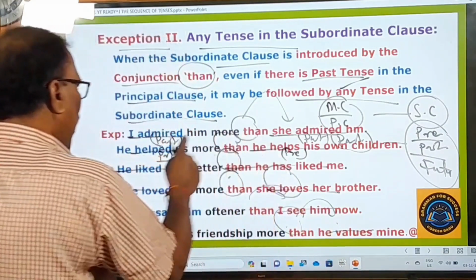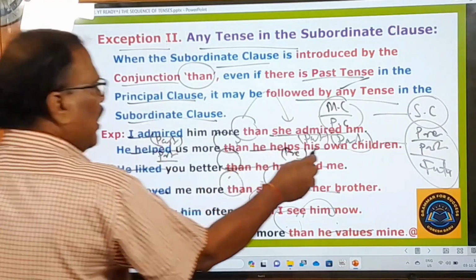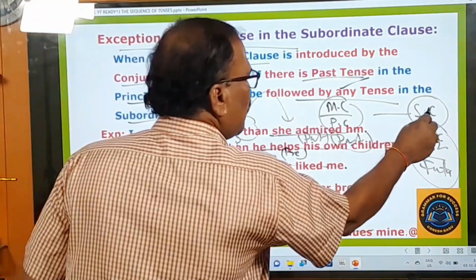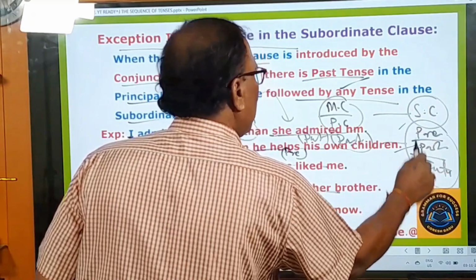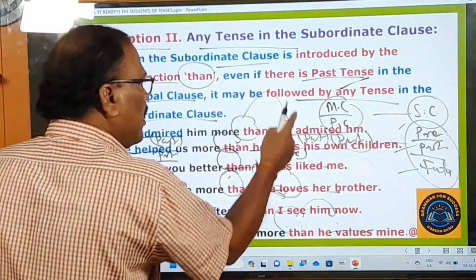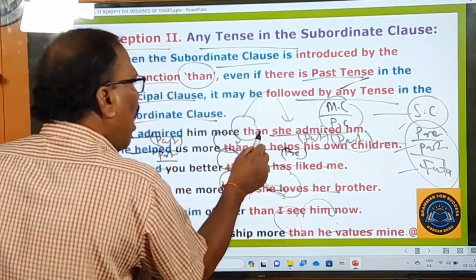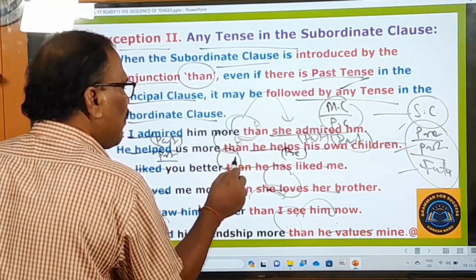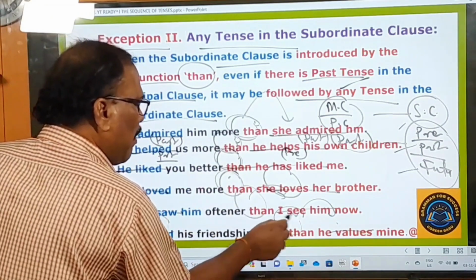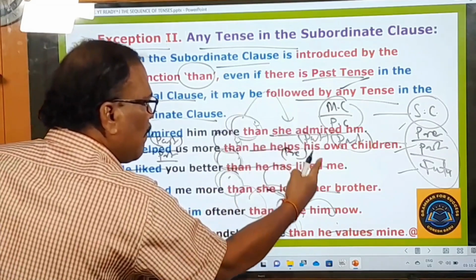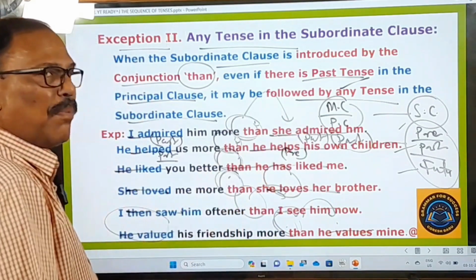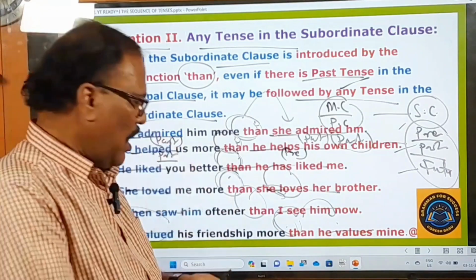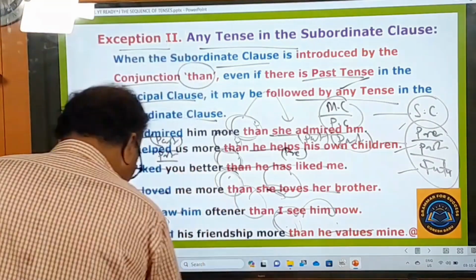Okay. So now in the main clause there is past tense, and in the subordinate clause there can be present tense or past tense or future tense, only whenever these subordinate clauses occur after the subordinating conjunction than. Remember, only in this case there can be any tense, after than only. Than is a subordinating conjunction, remember that. And now let's go to learn the other things.